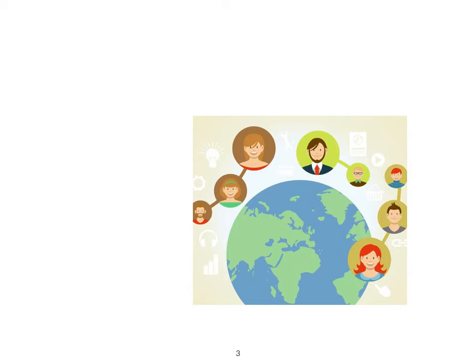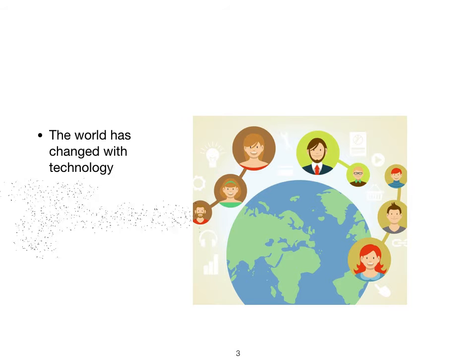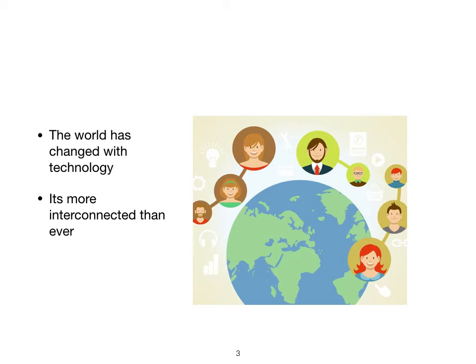So let's look at this globe. Since the topic is globalization, the image that we have is of a globe, with people from different cultures, and how the world has changed with technology. One thing we need to know is that the world is more interconnected than ever, and therefore it becomes very important to understand the world from a dynamic perspective. It's very important to understand the world around us.